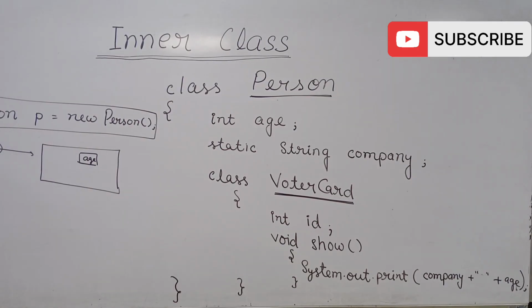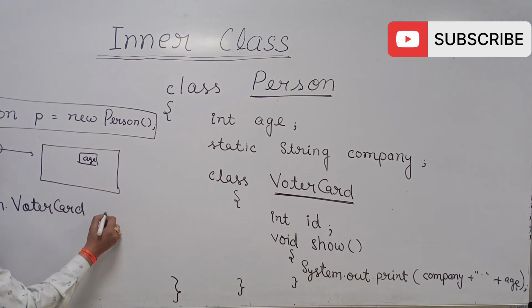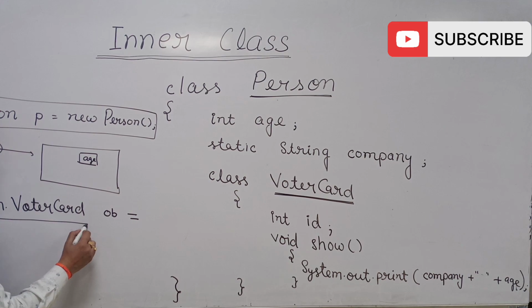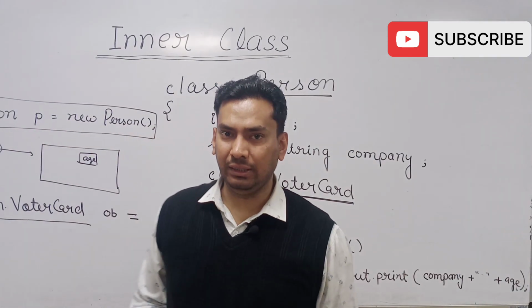So we will be writing here Person.VoterCard, and its reference variable, let's say ob, is equal to. So this is how you will create the reference variable of the inner class. Similar to the static nested class, there also we were writing outer class dot nested class. Here also you will write the same for creating the reference variable only.